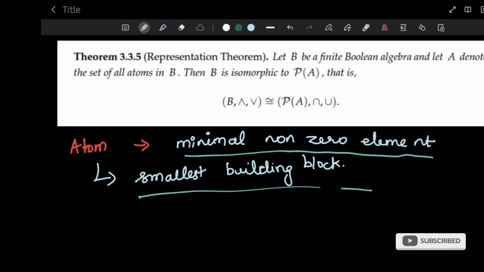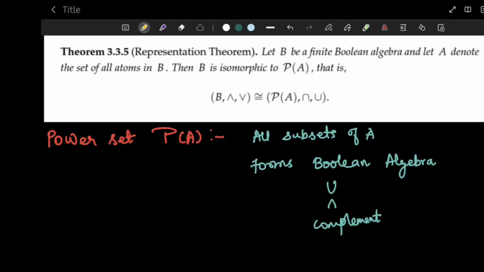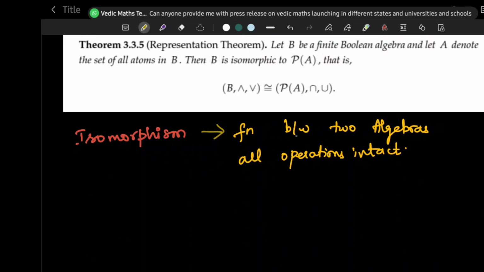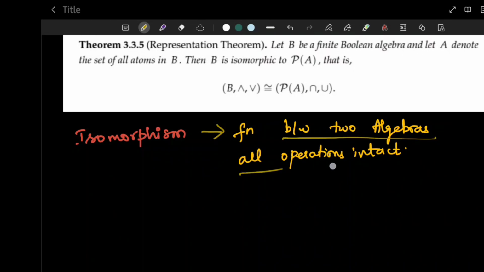Now let's see about power set. The power set is the set of all subsets of A. It forms a Boolean algebra with operations union, intersection, and complement with respect to the full set A. Let's see about isomorphism. An isomorphism is a structure-preserving map or function between two algebras that keeps all operations intact. That means they are essentially the same in terms of structure.